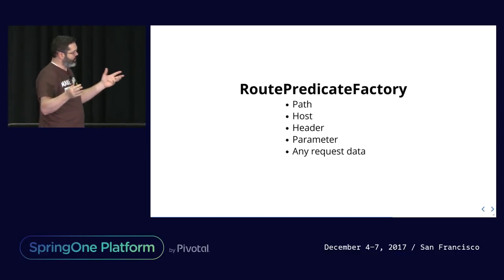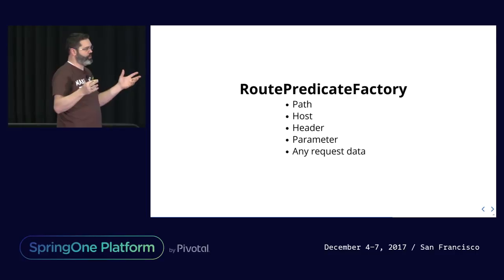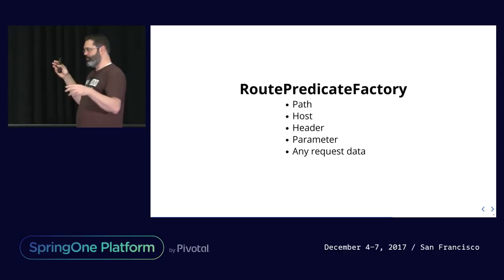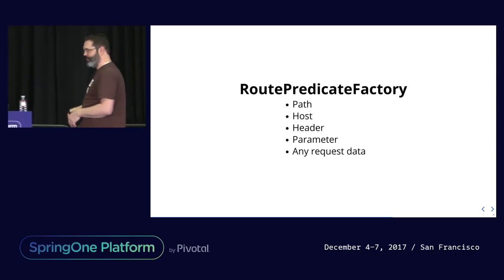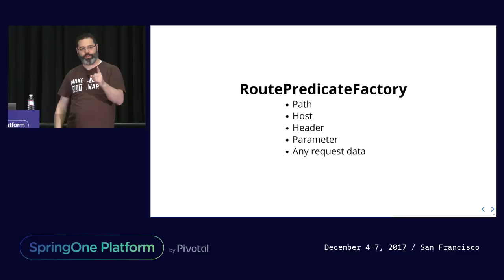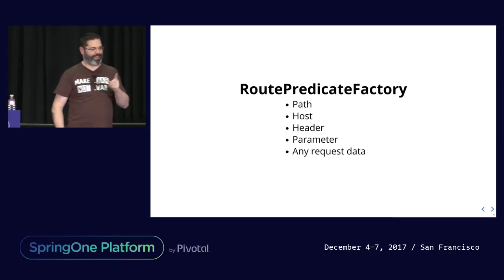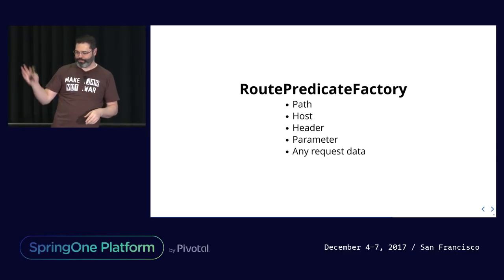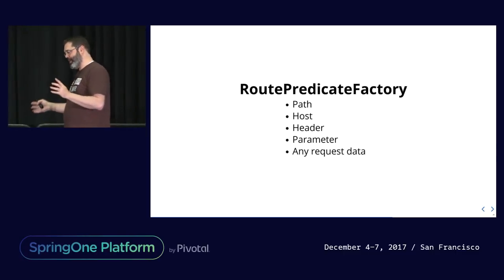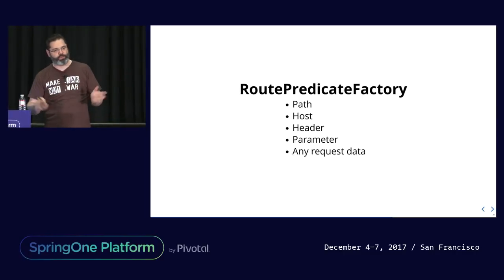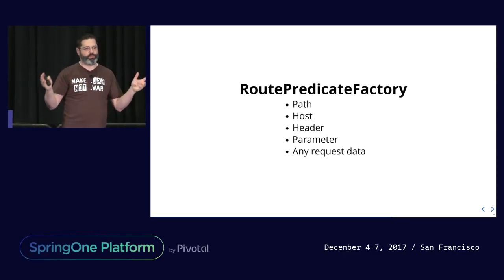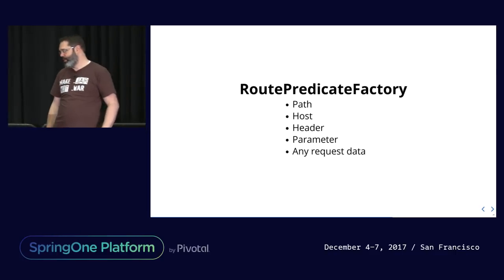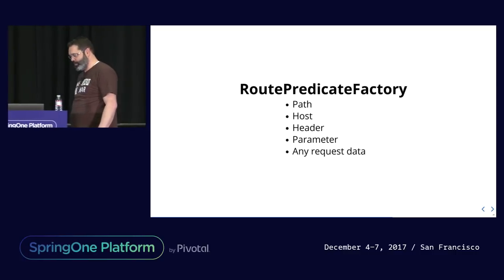So you need to match a route. And basically anything that you can get to in a request, you can use to route to a particular service. In Zuul 1, you had one option, path, right? That's all we got. And we had multiple requests to do it on other things. In Spring Cloud Gateway, you can do path, you can do host, you can do headers, you can do parameters, and you can compose them, right? It's a Java predicate. You can and, or, and not them, and you can get pretty complex with it.